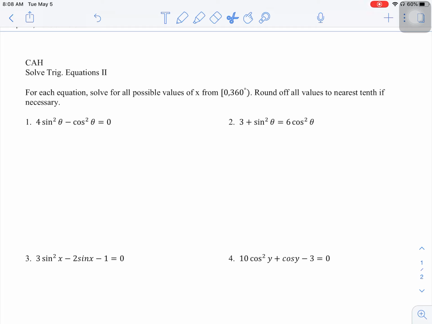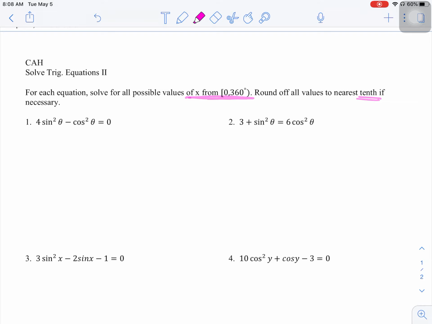All right, so in the directions, there's a couple things I want to pay attention to. We've got values of x from 0 to 360. So this is a big hint. Folks, you're going to be giving me answers in degrees, not radians. Okay? And then the other piece is going to be round off all values to the nearest tenth if necessary. And it's going to be necessary. I'm just going to say that, okay?